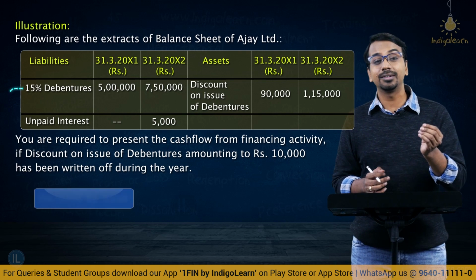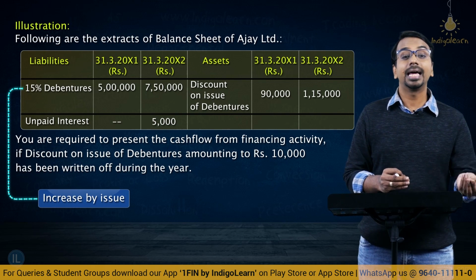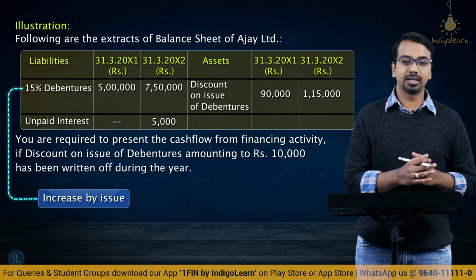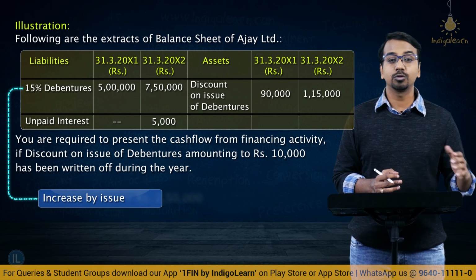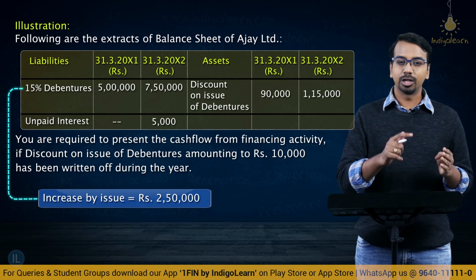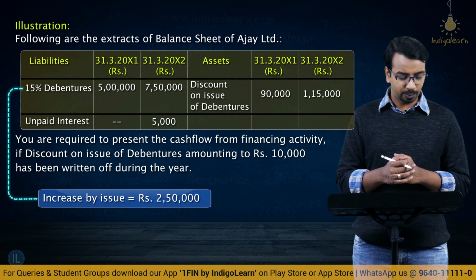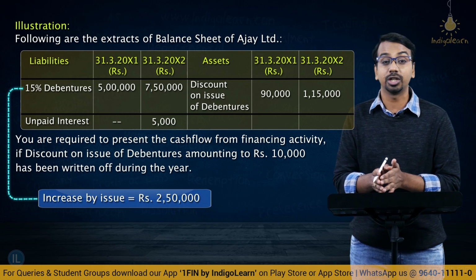There is an increase in value of debentures, which means the company would have issued debentures and collected money on account of those debentures. Now just by looking at this information, you may be tempted to make a guess that 2 lakh 50,000 should be the debentures that have been issued. But before you jump into the conclusion, you also have a look at what is the other information given. They have given you information about discount on issue of debentures. Even the balance of that has changed.